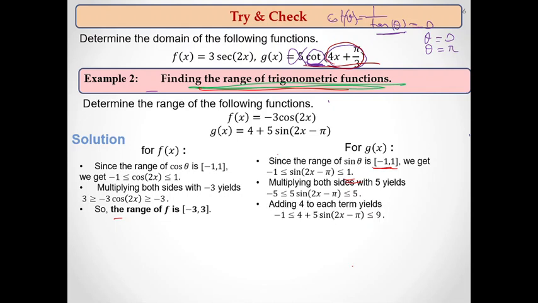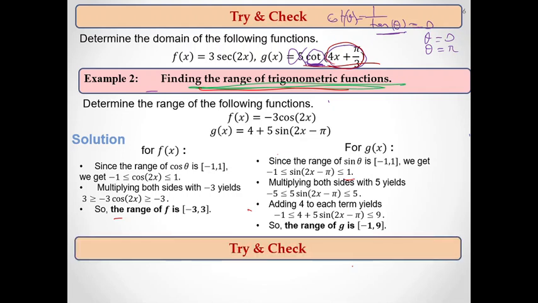Adding 4 to each term yields 9: add 4, add 4, and add 4 here. You'll get this. And now you have g of x is less than 9 and bigger than -1. So you can say the range of g is -1 to 9.